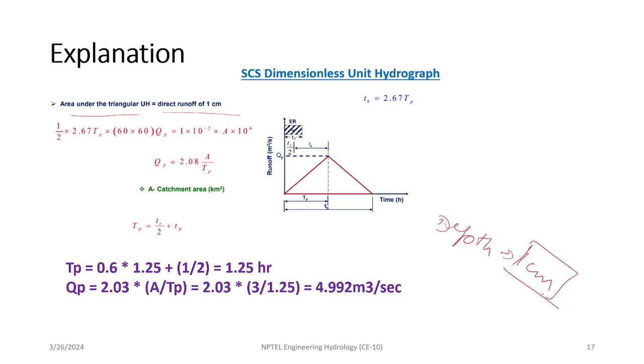That's okay, but we just want to know why they have taken 2.67 TP. The half base, the base they consider is 2.67 capital TP.